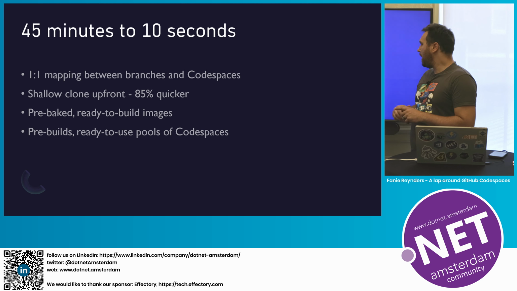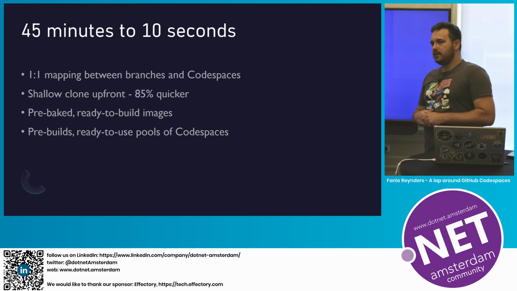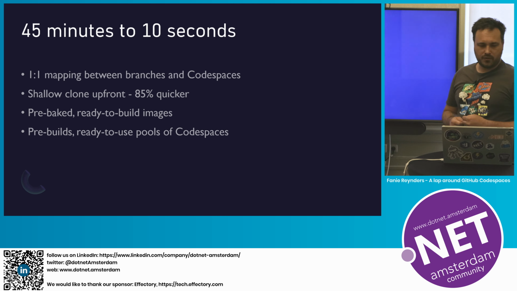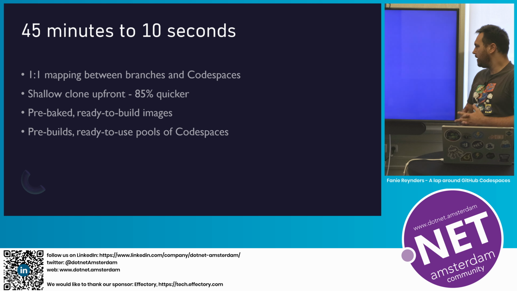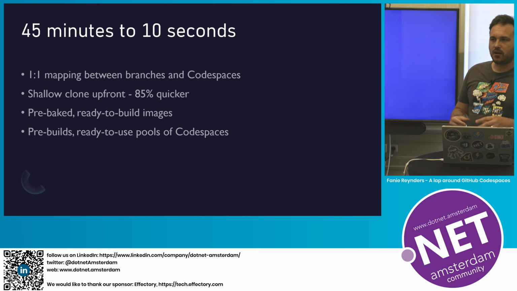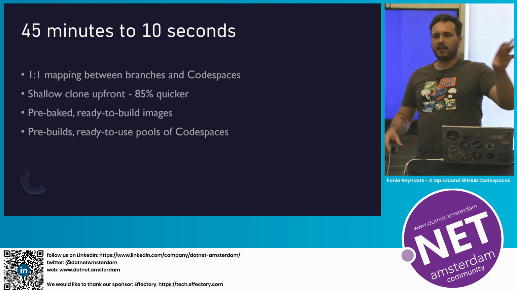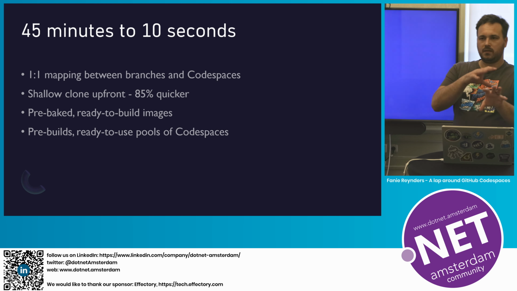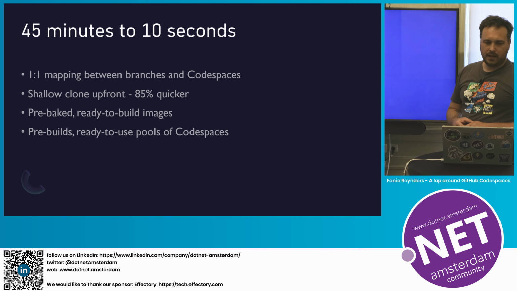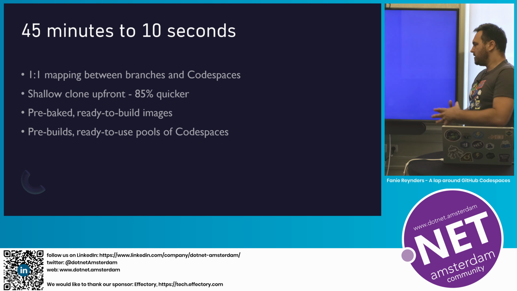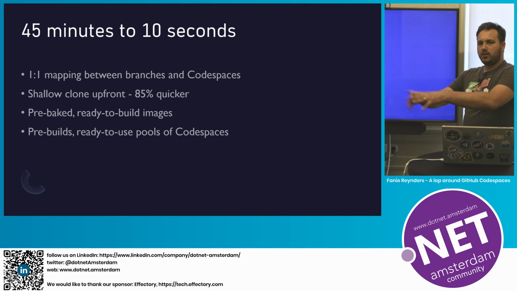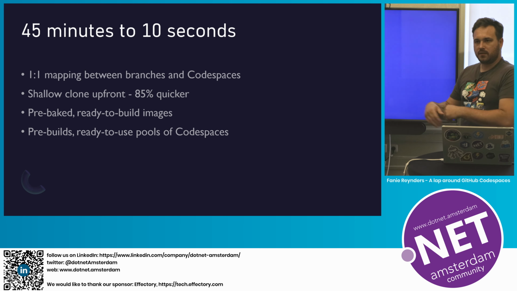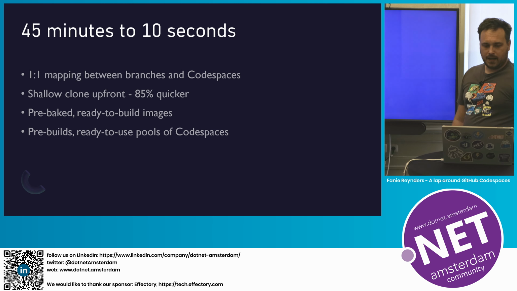They've done a one-on-one mapping between branches and codespaces. They tried to shallow clone the stuff up front. That makes it 85% quicker cloning rate. They also have these pre-baked images. So there's a notion of your own images, but there's also pre-baked images. It's kind of building blocks that you can just extend on. And then there's also something called pre-builds, which is a ready-to-use image that you can just grab and go and use it. It really doesn't take much time to spawn up.